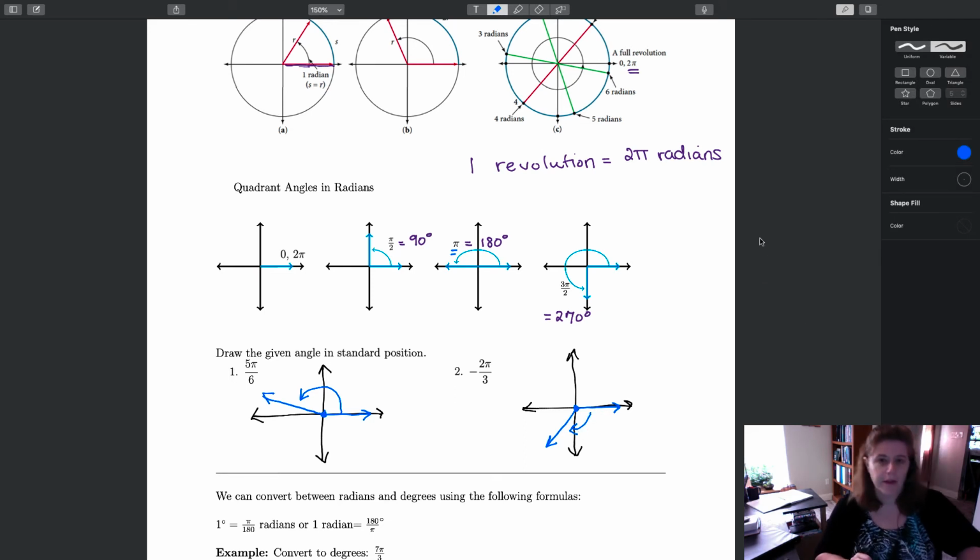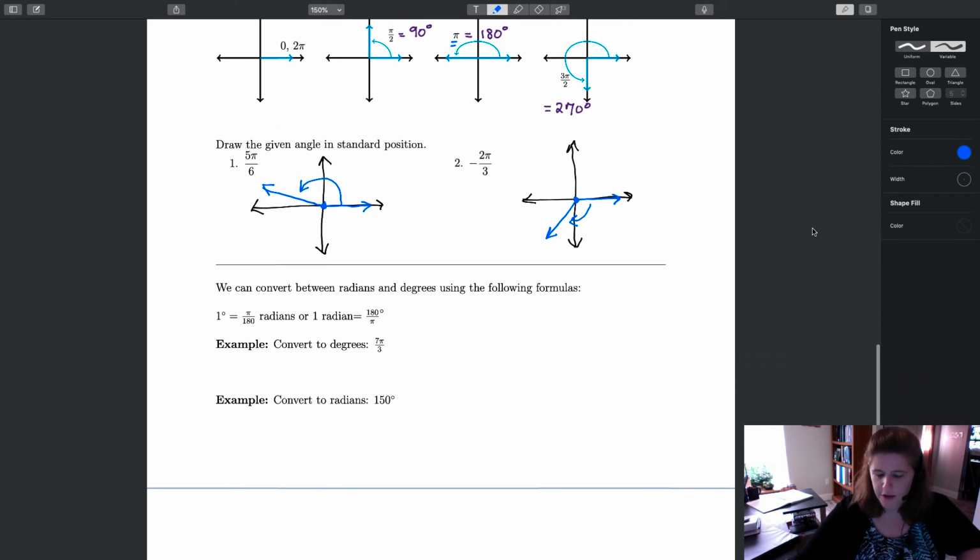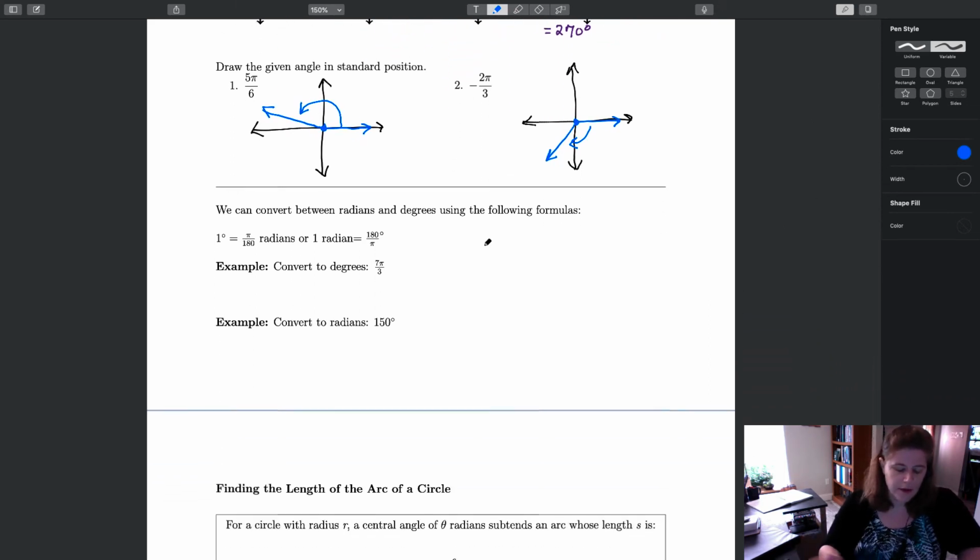I'm going to put it right about there. We can convert between radians and degrees with a little bit of arithmetic. So if you're trying to convert from one or the other and you want a more exact kind of measurement, 1 degree is equal to pi over 180 radians, and 1 radian is equal to 180 degrees over pi.